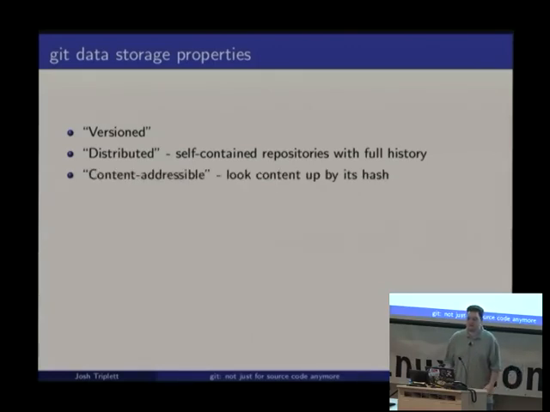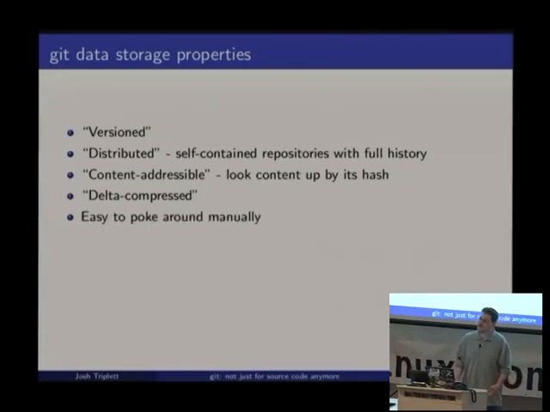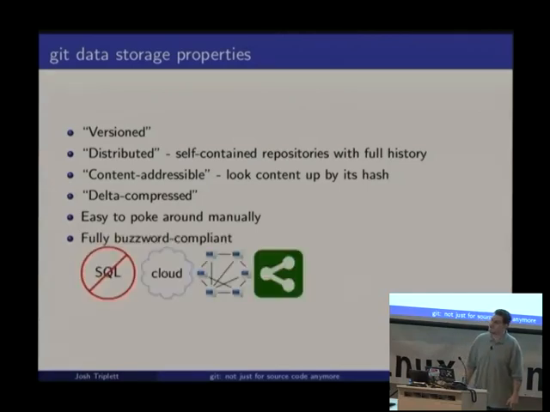It's content addressable, which in practice means you can look content up by its hash. So if nowadays key value stores are really popular, well, Git is a key value store. It's delta compressed, which means that you can store a giant number of copies of very similar data and it will use relatively little additional space. It's easy to poke around in manually because oddly enough there's this pile of command line tools associated with this data store that people seem to find very useful. And it's fully buzzword compliant, of course. It's NoSQL, it is fully cloud enabled, it's peer-to-peer, and it's social.